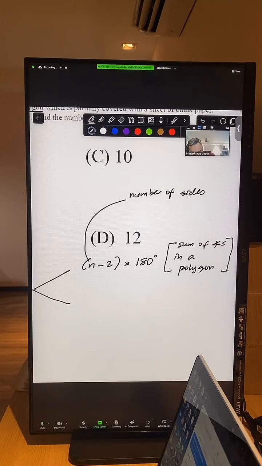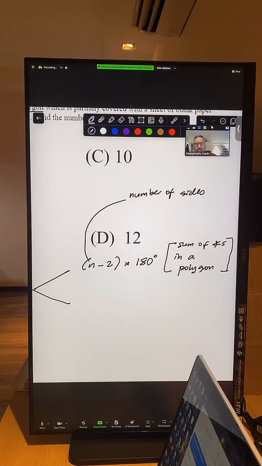Okay, 5 minus 2, that's 3 times 180, you get 540 degrees. So the sum of angles in a pentagon will be 540 degrees. And if it is a regular pentagon, you take 540 divided by 5 to get each angle in a regular pentagon. Okay guys? Always very simple.